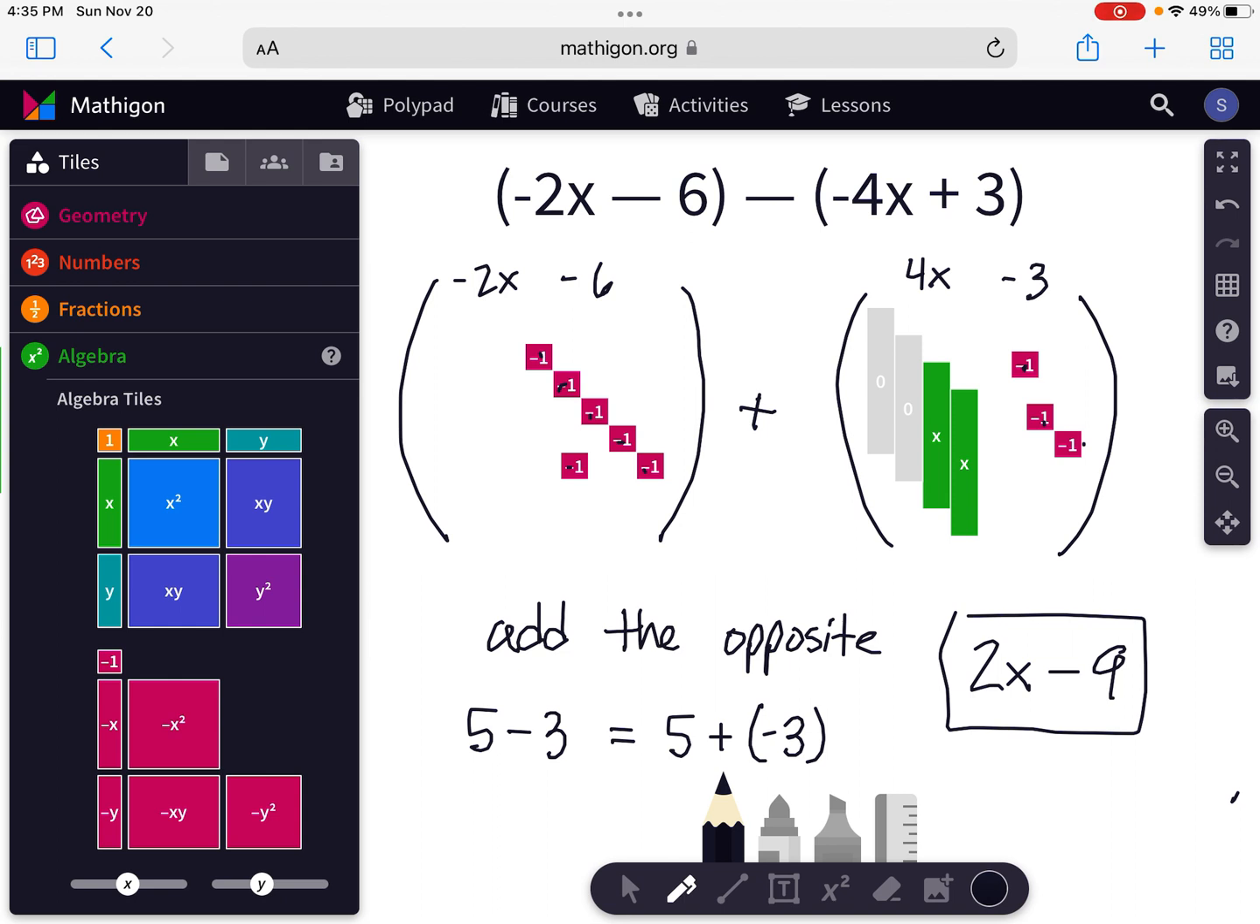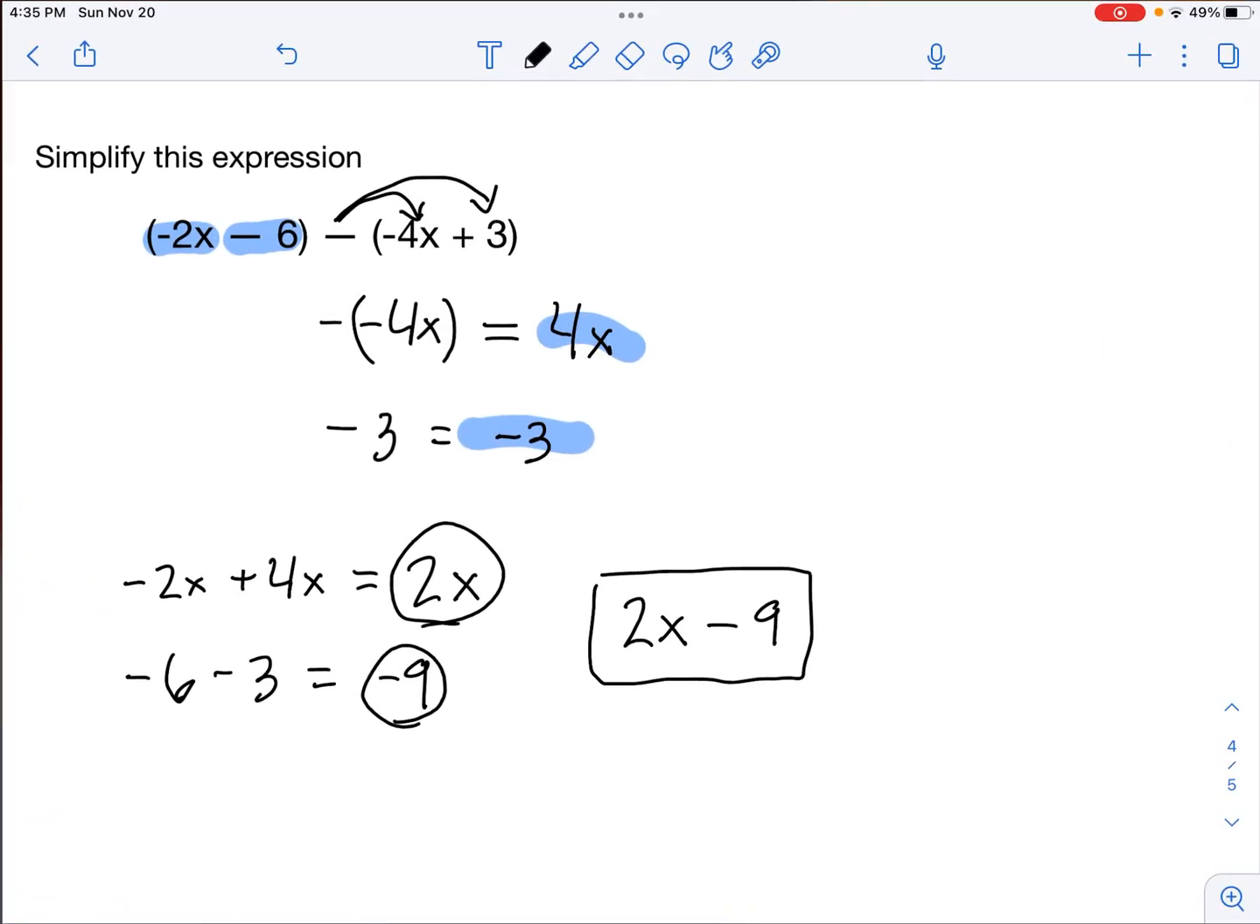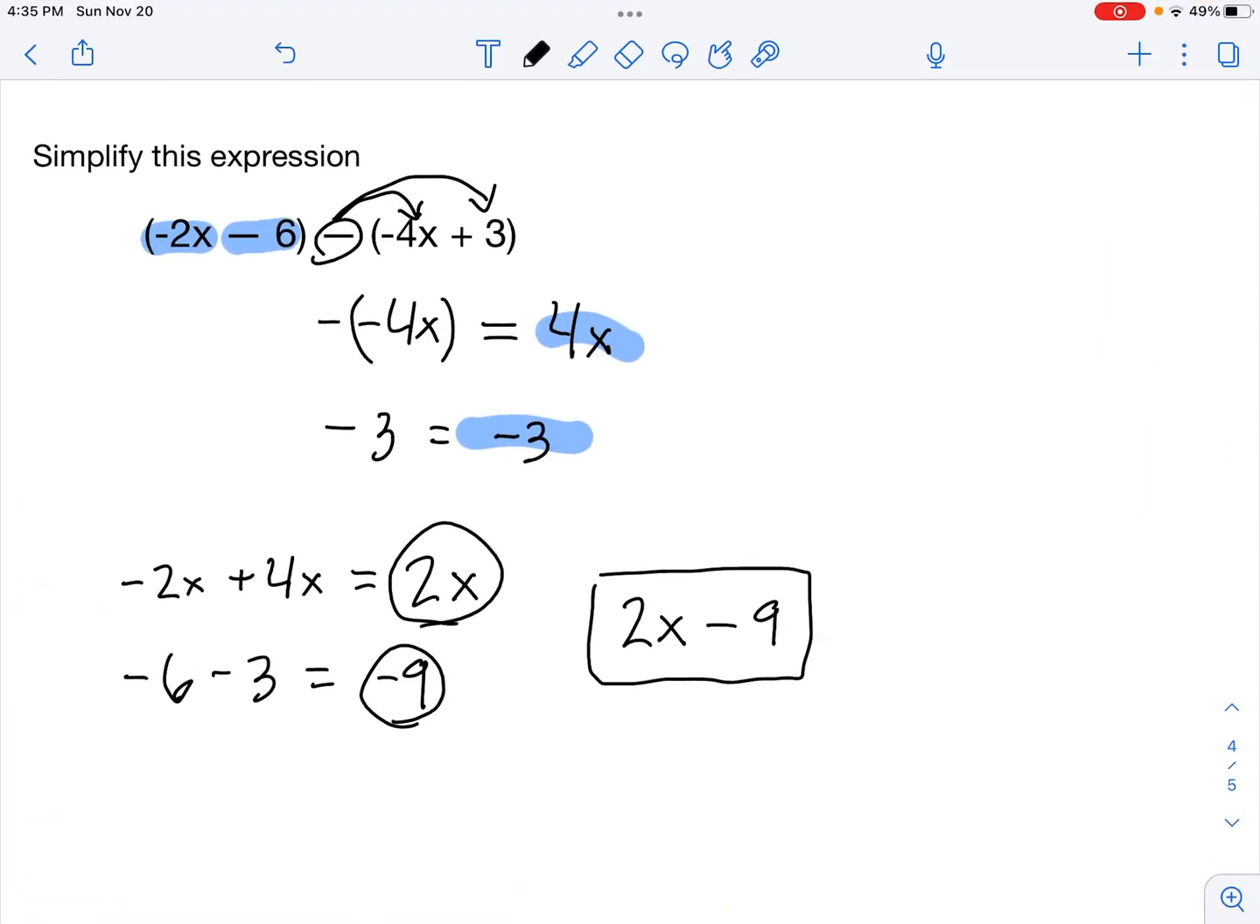The biggest issues that I saw were mainly to do with not distributing this negative sign to both of the terms.